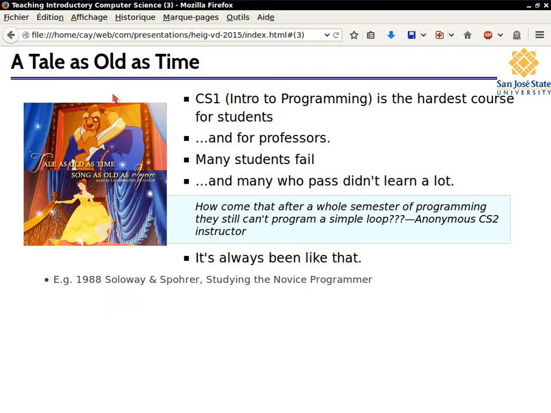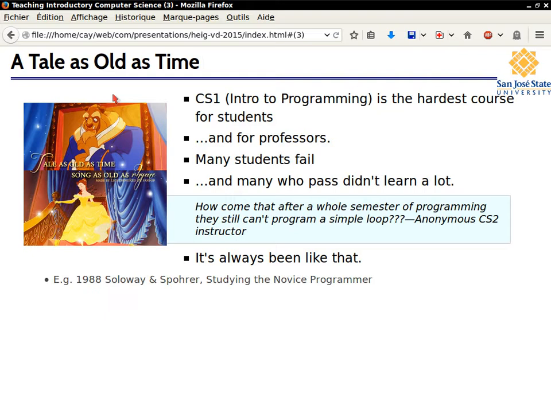So professors have a hard time. Students fail a lot. Failure rates are very high. I have some actual data a little bit later. And that doesn't usually perturb those faculty who don't teach CS1 very much. What does bother the faculty in CS2 and other courses is that often the people who pass CS1 don't seem to have learned a lot.